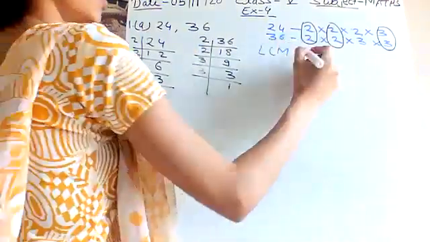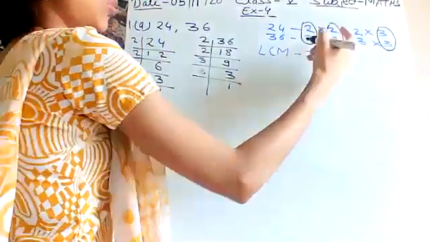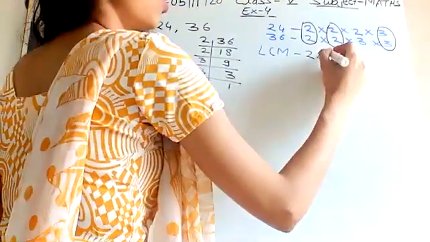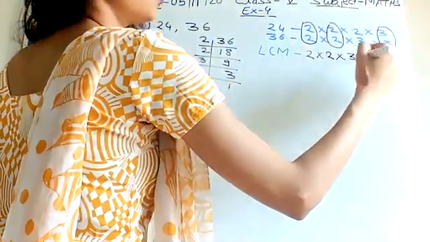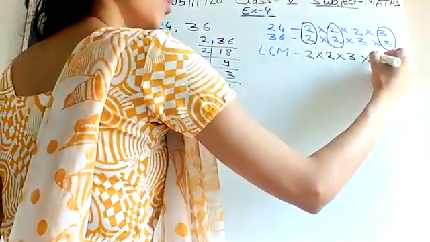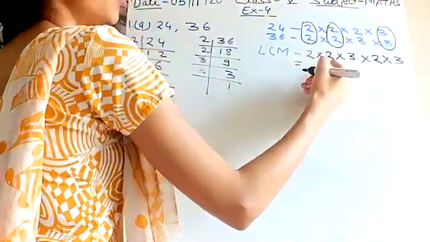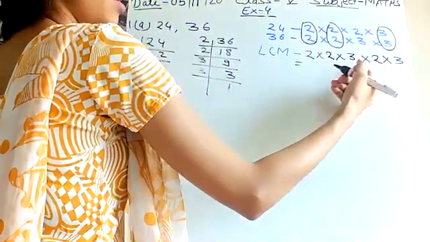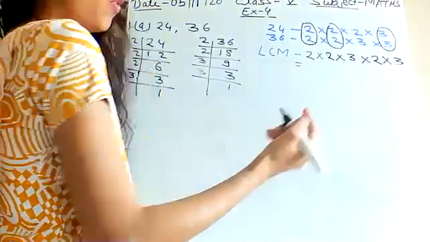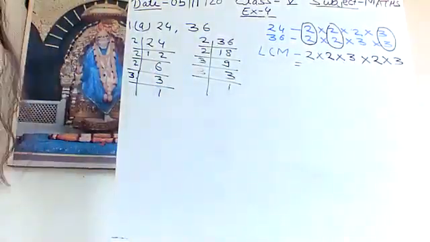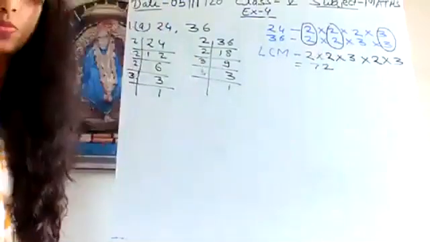Correct? So we will write 2. Out of this 2 number, we will take 1, 2. And out of this 2 also, we will take 1, 2. Then 3 into these 2 uncommon numbers also we have to consider. So LCM is 2 2s are 4, 4 2s are 8, 8 3s are 24, and 24 3s are 72. So LCM is 72.